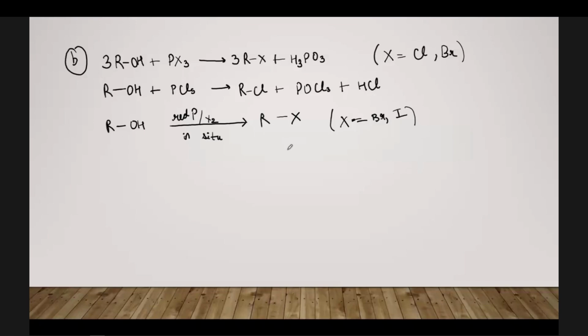In situ means at that point only, at that point of time, at that location we prepare them. We don't bring them beforehand as a reactant. So here we have the alcohol, and in that mixture only we will prepare it. And how will we prepare that? We will react red phosphorus and the bromine or the iodine. When we react both these, we will get the phosphorus halide, and then that halide will react with the alcohol then and there, and we will get the alkyl halide.